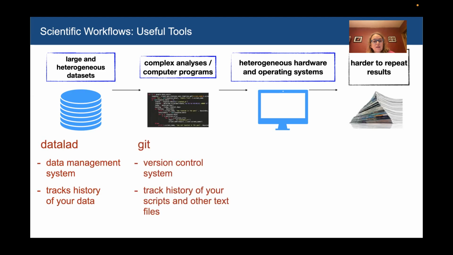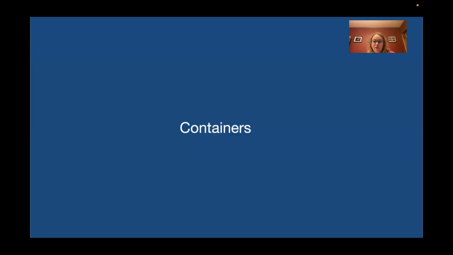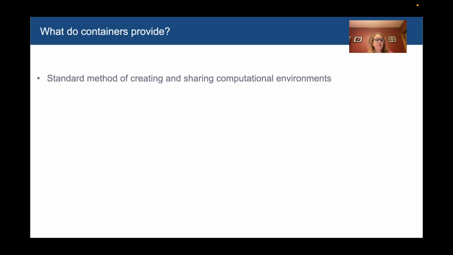The other thing is Git, which you probably already heard about at least a bit. It's the version control system that allows you to track the history of your scripts and other files. And I will be talking about containers. Containers basically help you to control computational environments and allow you to use various hardware in a slightly easier manner. So what are containers? What do they provide? Basically, they provide a standard method of creating and sharing computational environments.